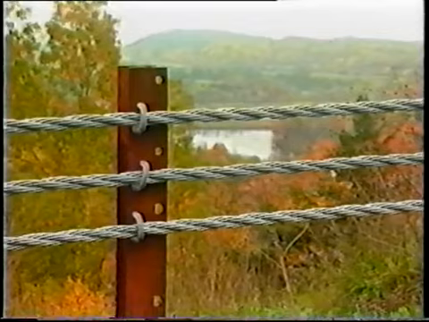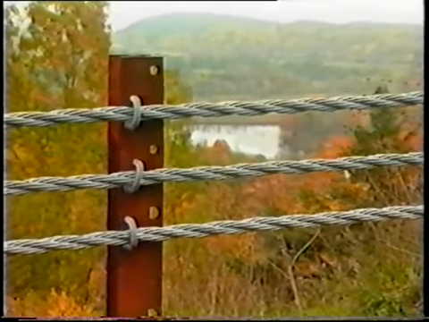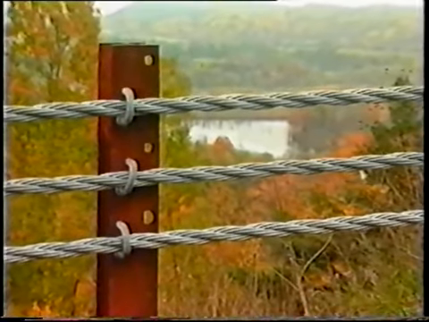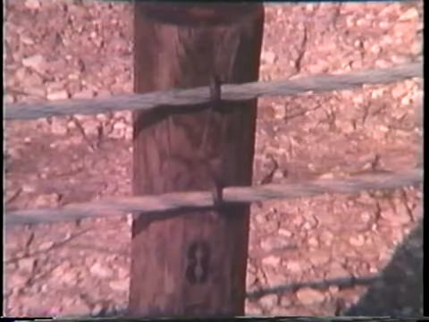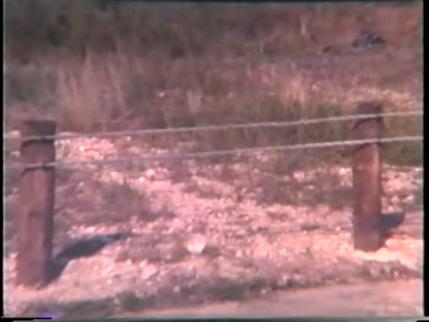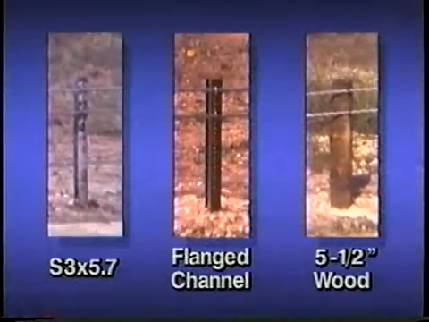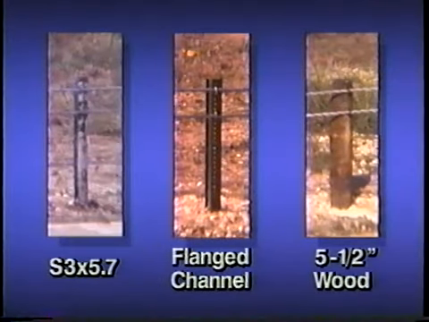These new cable guardrails were tested using different speeds, angles, and vehicles than the optional lower service level test recommended in NCHRP Report 230. These systems used 2 rather than 3 cables, with the higher cable mounted 27 inches above the ground. 3 different types of posts were used in the crash tests: the S3 by 5.7 post, the flange channel post, and the round wood post.